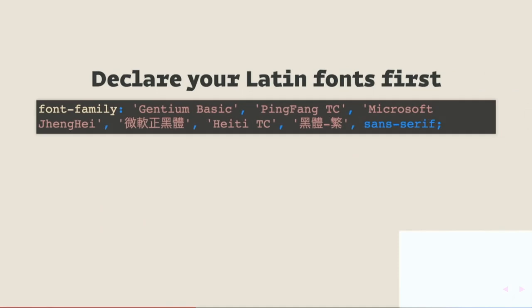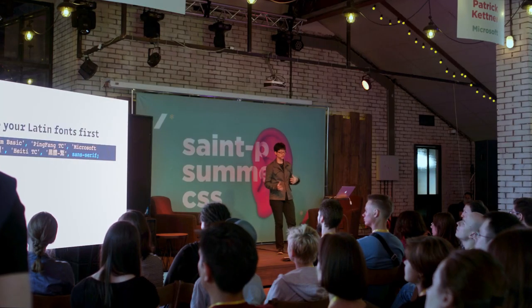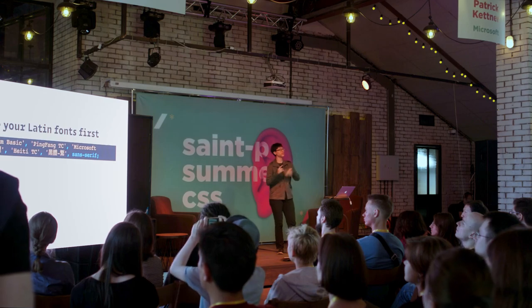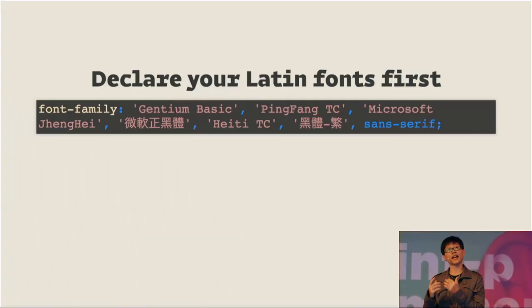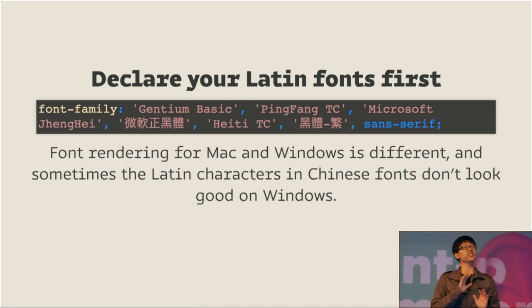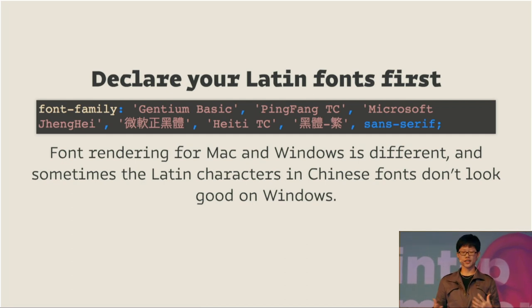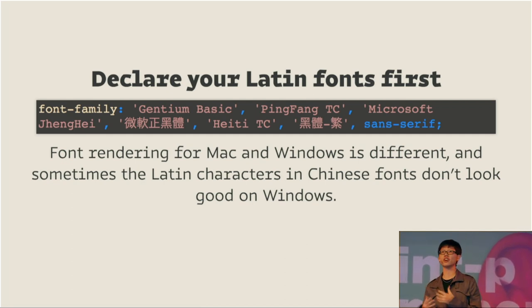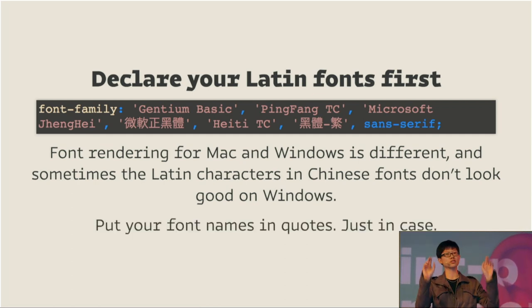So it is recommended that you declare your Latin-based font choice first because order does matter. It is almost a given that a CJK font will have support for Latin characters, but not the other way around, right? So declaring those fonts first will result in the Latin characters being displayed in the Chinese font, and sometimes this doesn't look too great on Windows. And even though Fonts Level 3 states that user agents must match font names case insensitively, it's still recommended to put them in quotes, you know, just in case.